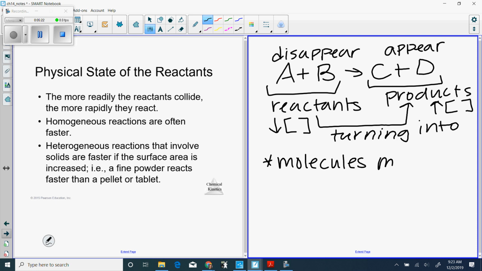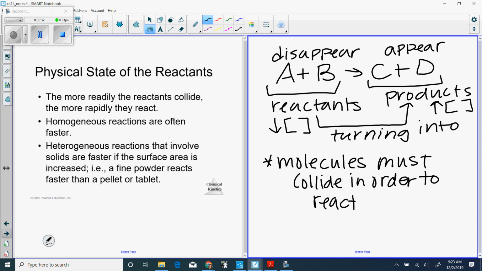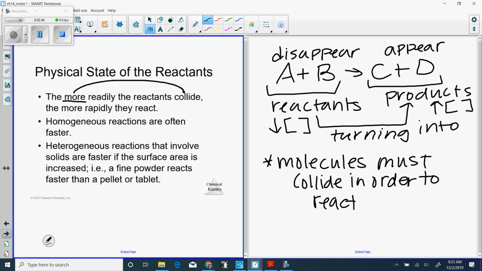Molecules must collide in order to react. I can't make C and D if A doesn't run into B. Like, they have to physically run into each other. So the more they collide, the faster they're going to react.